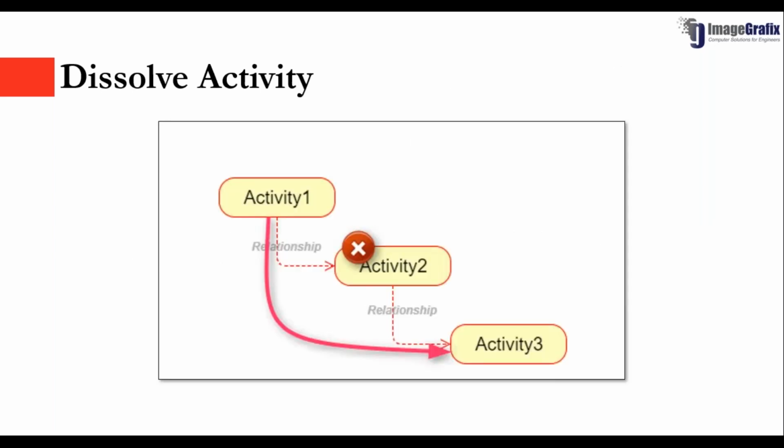So let me show what is dissolve activities. Activity 1, 2, 3 are having a relationship. Activity 1 is linked to activity 2, 2 is linked to activity 3.